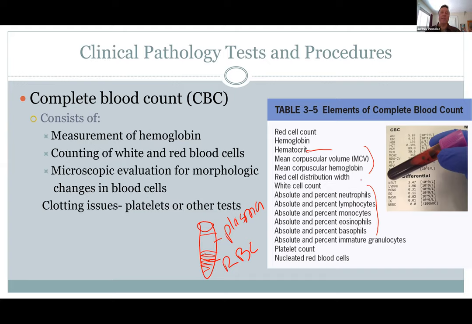And maybe your spleen is enlarged. It means you're breaking down too many blood cells because it's enlarged, and so your bone marrow is making more blood cells. So there's a lot of information you can get.